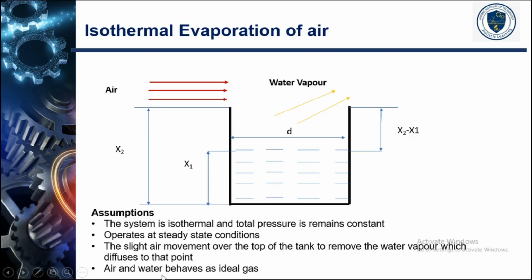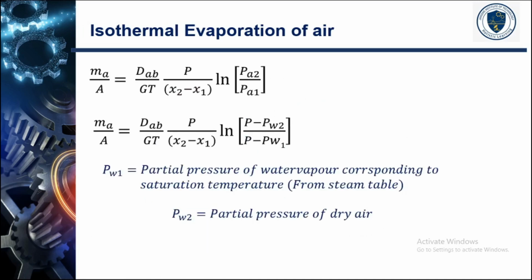Then the air and water will behave like an ideal gas. Now I have to write the formula for evaluating the mass flux or molar flux during the isothermal evaporation of air conditions. I will not derive the entire derivation; I will write up the final result for these conditions. So here MA by A will represent mass flux or molar flux, DAB by GT into P by x2 minus x1 log of P minus Pw2 divided by P minus Pw1.